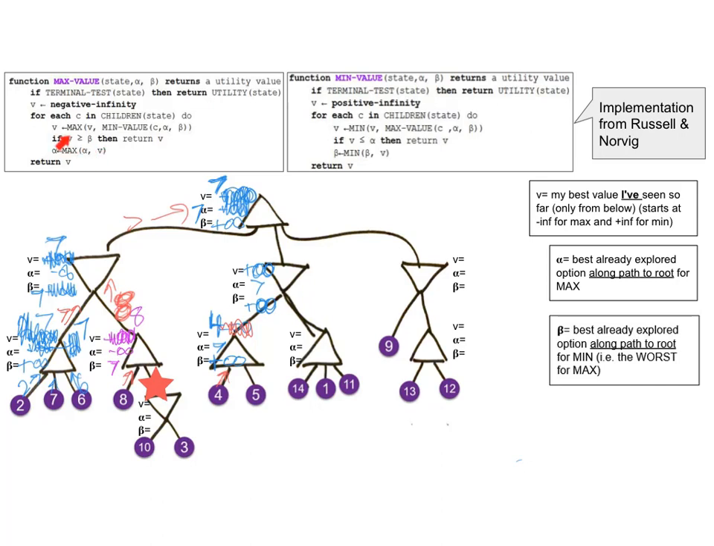Let's keep going. Take the next child. It's a terminal node, so I'm not going to go through the whole code with you. I'm just going to say the 5 gets passed back up. And now we have to take the maximum of the 5 that came back up and v. Well, v is 4 and 5 is bigger. So let's update v to be that 5. Cross that out, and v is now 5.